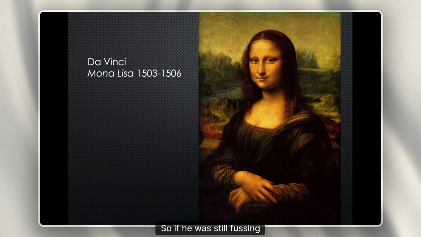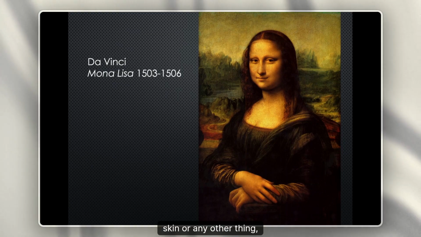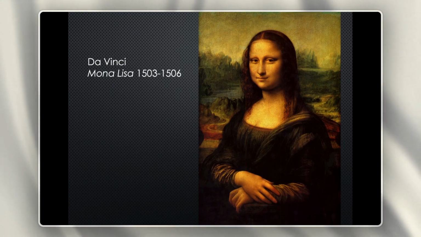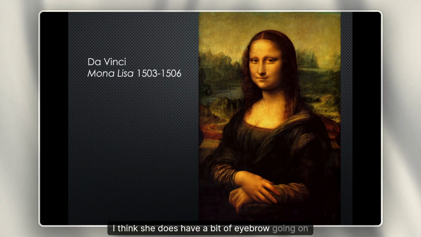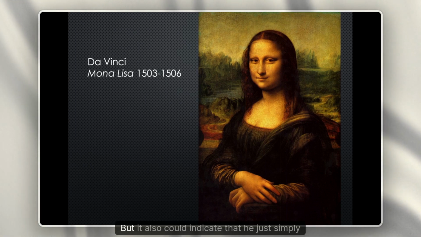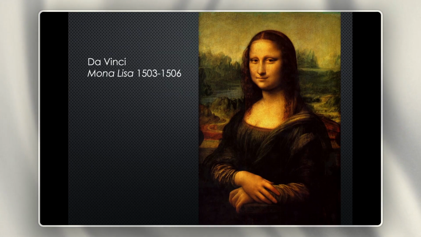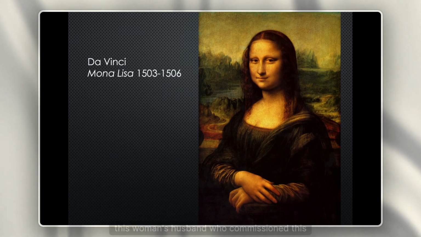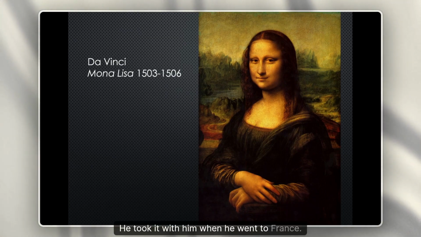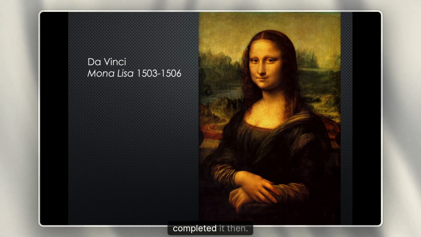So if he was still fussing with the details of her facial features or her skin or any other thing, then he would not have put her eyebrows on. I mean, I think she does have a bit of eyebrow going on there, so perhaps she just didn't have much in the way of eyebrows to speak of, but it also could indicate that he simply wasn't finished yet. And that's valid because this woman's husband, who commissioned this portrait, never got it. He took it with him when he went to France. So, you know, if it was done, then he would have completed it then.